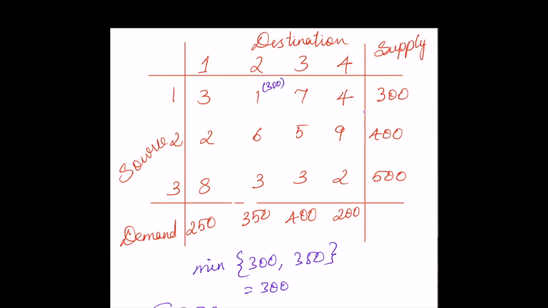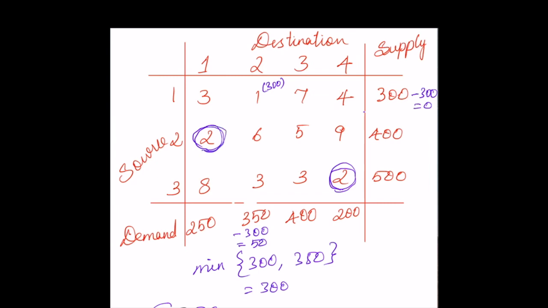After allocating 300, we subtract 300 from supply as well as from demand. 300 minus 300 will be 0 and 350 minus 300 will be 50. Now, the second least cost is 2. We have 2 in two places, so we can select either one of them, that is our wish.